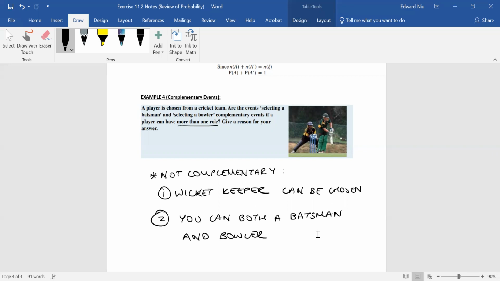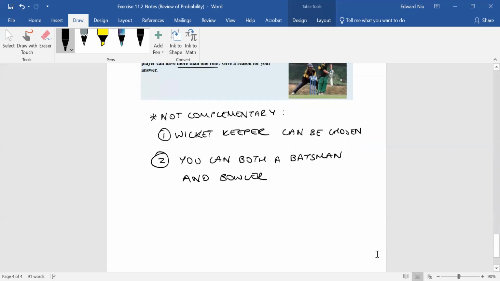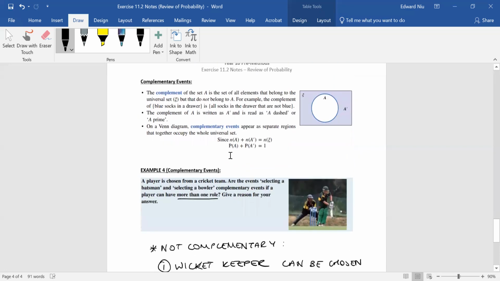Here, when we have a batsman and a bowler, you could be a wicket keeper. You could be both a batsman and a bowler, or you could be neither, and you could just be a coach or some other role. So that's why these two events are not complementary. It's probably not a great example to use the sporting context, especially if you're not familiar with cricket. But just remember, complementary means the outcomes of 2 or more things add up to 1.